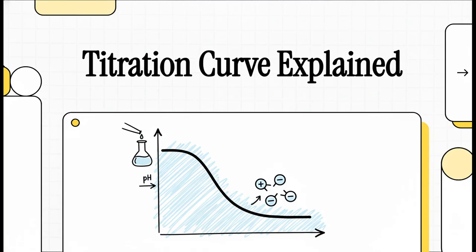You know that feeling when you look at a scientific graph and your brain just shuts down? Well, today, we're going to change that. We're taking on a university chemistry exam question, but we're not just going to crunch numbers. We're going to tell the story of a chemical reaction, one drop at a time. Let's break down a titration curve.